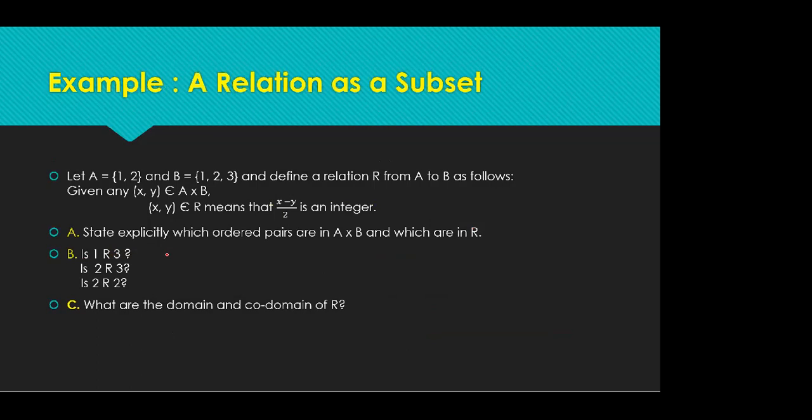Get it? Yes, sir. So the first step when we are dealing with a relation is that we have to take the ordered pair for us to answer questions like this. Is 2 a relation of 3? Can you answer this? No, sir. Not really. 2 is not related to 3.